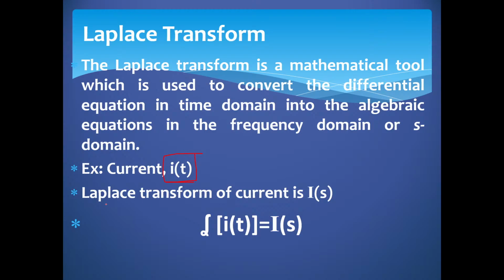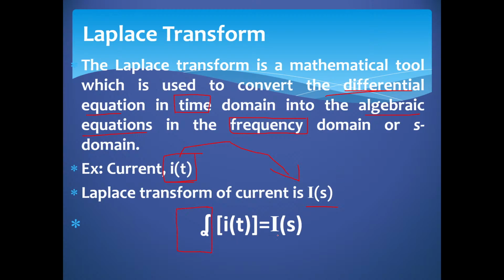So if you want to convert them into Laplace form, or if you want to convert the differential equations that you have written into algebraic form, that means the equations which were varying with respect to time, if you want to convert them into equations which vary with respect to frequency, then simply, if you have a term I of t, instead of I of t you can write I of s.